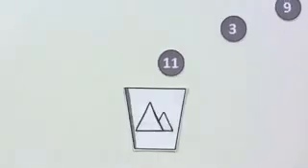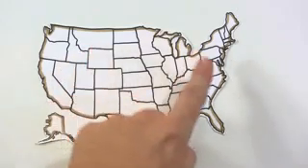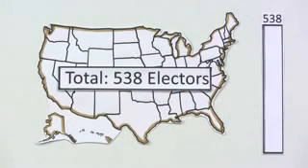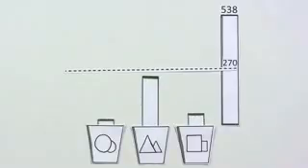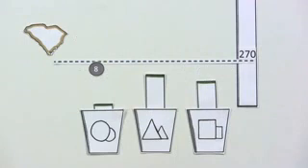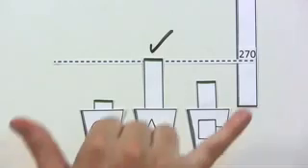And the number of electors is what really matters. Here's why. If you add up the electors of all 50 states and the District of Columbia, there are 538 in total. The candidate's goal on Election Day is to win the majority of 538, or 270 electors. Once a candidate wins enough states to reach the 270 majority, they have won the election and become the president-elect.